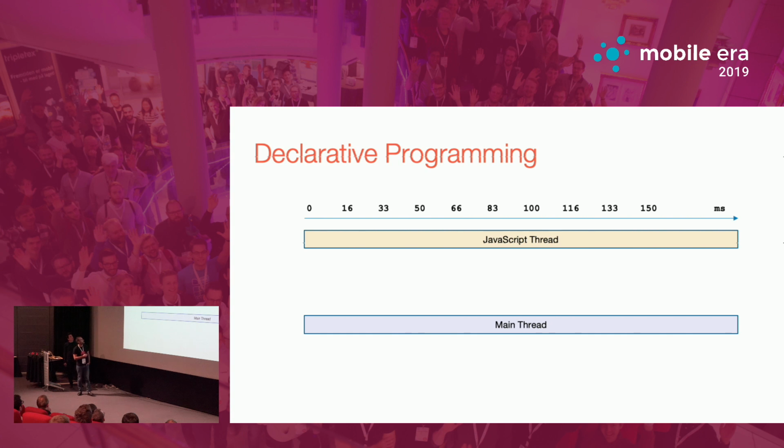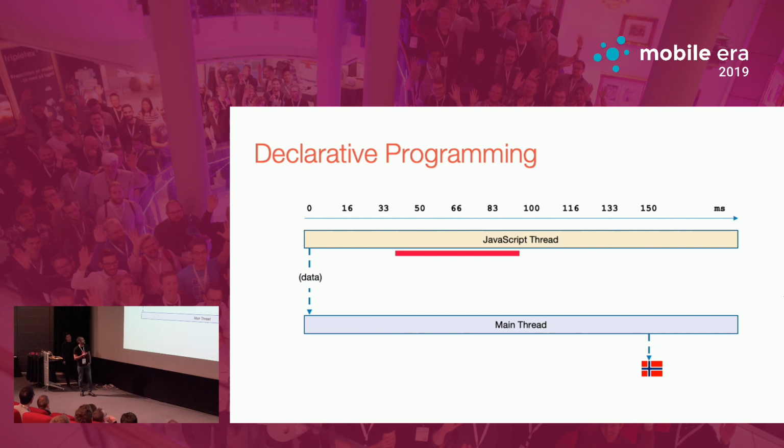So the idea goes like this. Let's send all the data at the beginning from the JavaScript thread to the main thread. Then the main thread will understand how to run the animation. It will run the animation, and when the JavaScript thread becomes busy, the view will still be moved by the main thread.